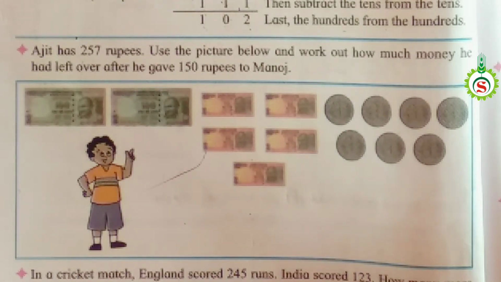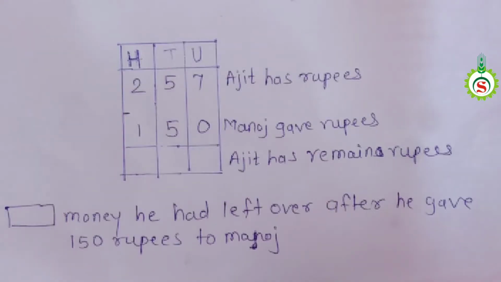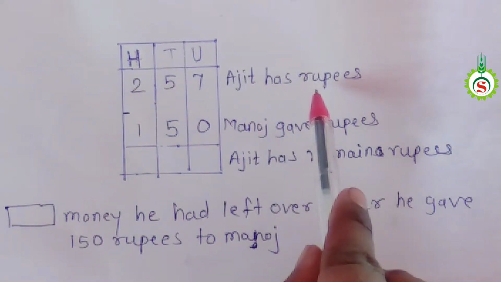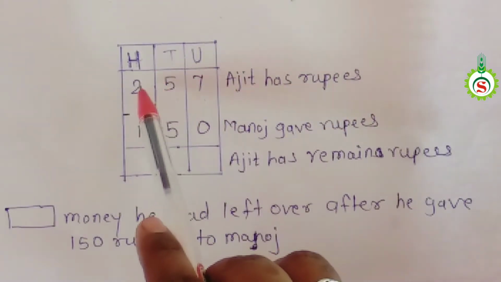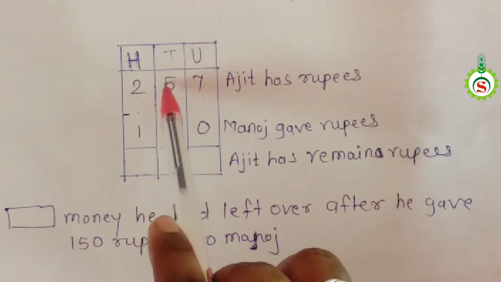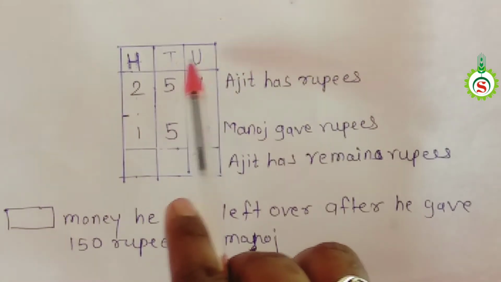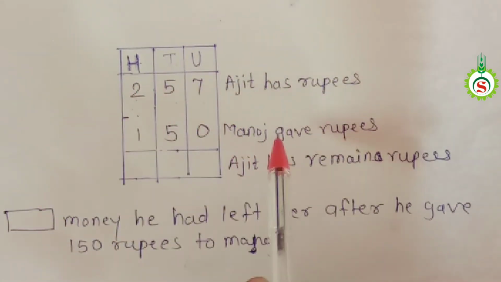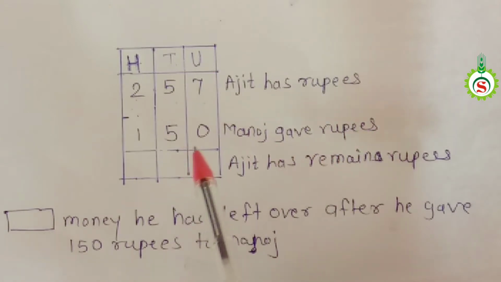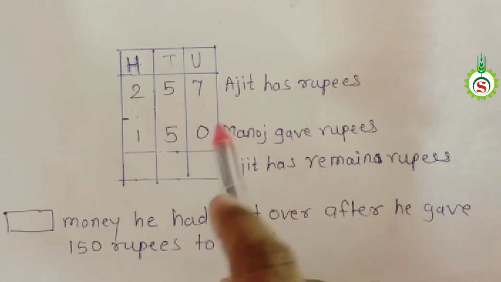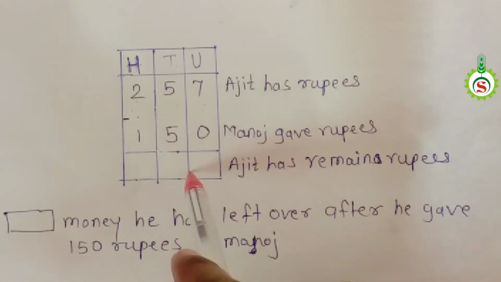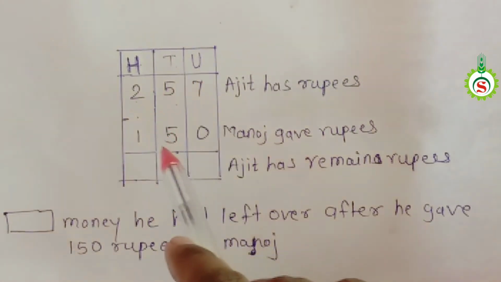So students, arrange this example vertically and subtract. See here, Ajit has 257 rupees, which means 2 notes of 100, 5 tens, 7 units, minus Manoj gave 150 rupees, which means 100, 5 tens, 0 units. Then we arrange this example vertically and subtract.